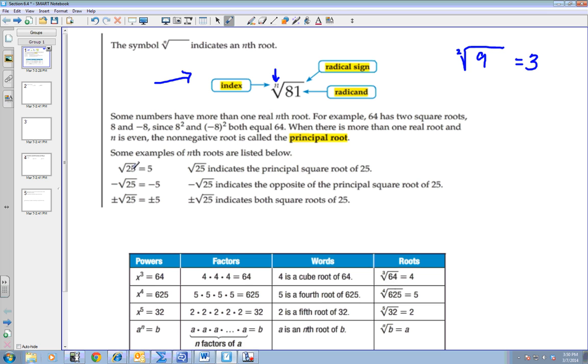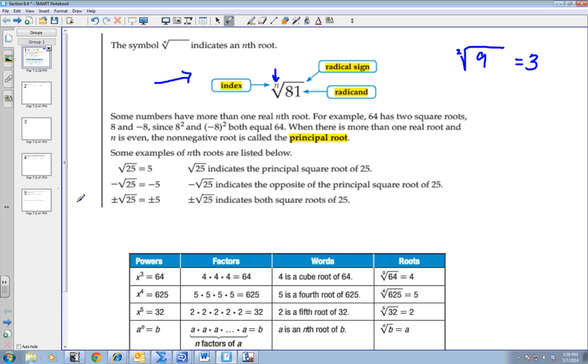So the square root of 25 is 5. The square root of 25 indicates the principal square root of 25. When I have a negative out in front, the negative indicates the opposite of the principal square root, so my answer would be negative 5. And then the plus or minus out in front indicates both the positive and negative.